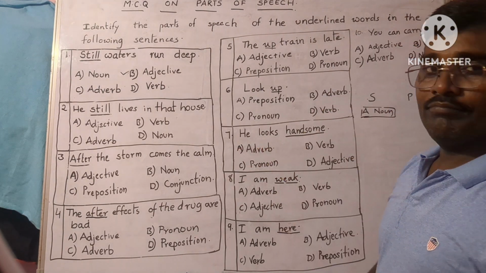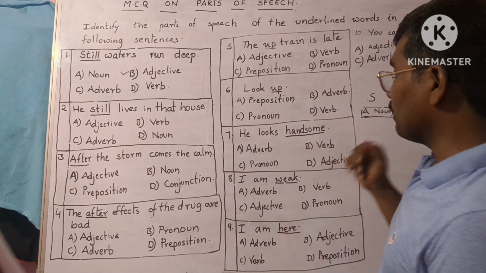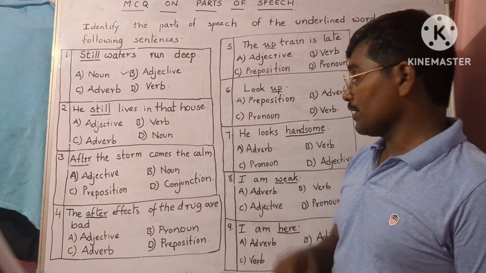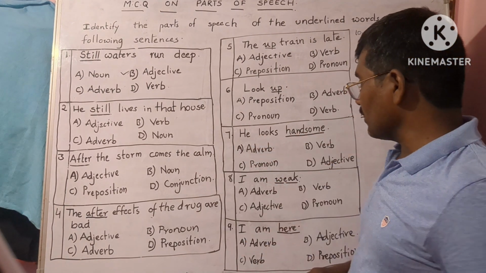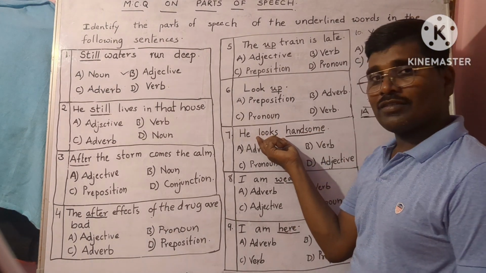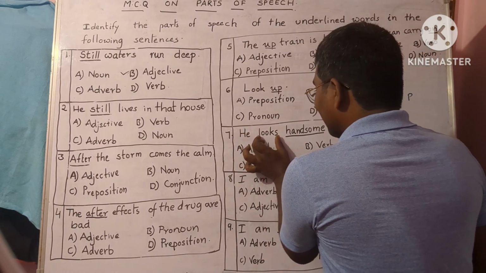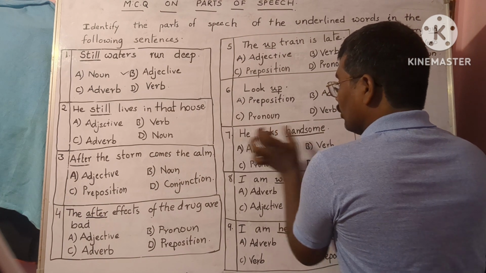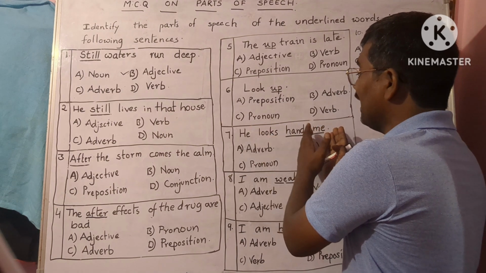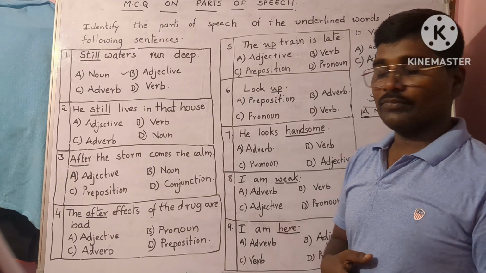He looks handsome. Here, if you break down the sentence into two parts, he is the subject, looks handsome is the predicate. Yes, my dear friends, if you observe the verb looks, it is not showing any action. It is just linking the characteristic of the subject to that particular subject. It is linking extra information to the subject. That's why we call it a linking verb.